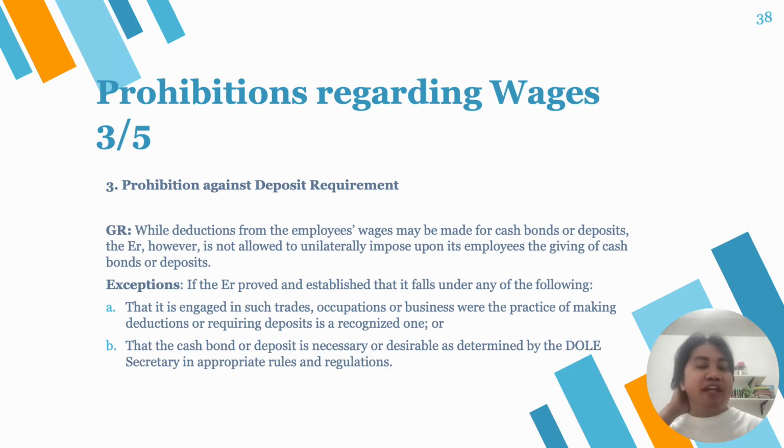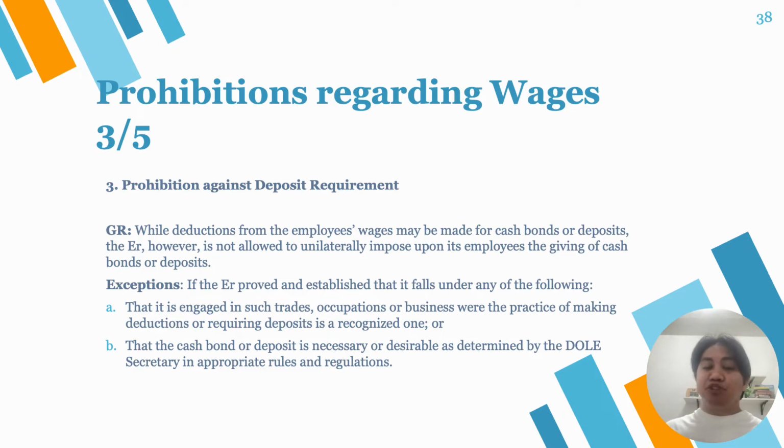Third is prohibition against deposit requirements. While deductions from the employee's wages or salaries may be made for cash bonds or deposits, the employer, however, is not allowed to unilaterally impose upon its employees the giving of cash bonds or deposits.